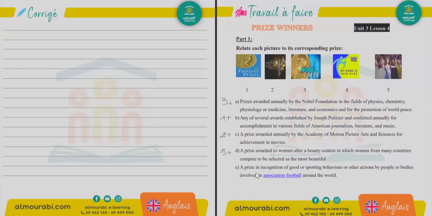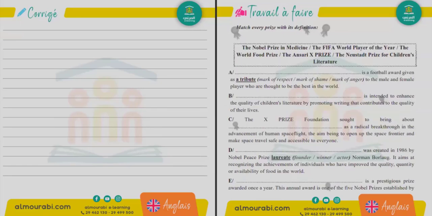And the last prize, it's evident that this is about the recognition of good sporting behavior and other actions by people or bodies involved in the association of football around the world. That's the FIFA Fair Play Prize. So we are talking about picture number 4. That's for good sporting behavior. Okay, great. Let's know again about other prizes here.